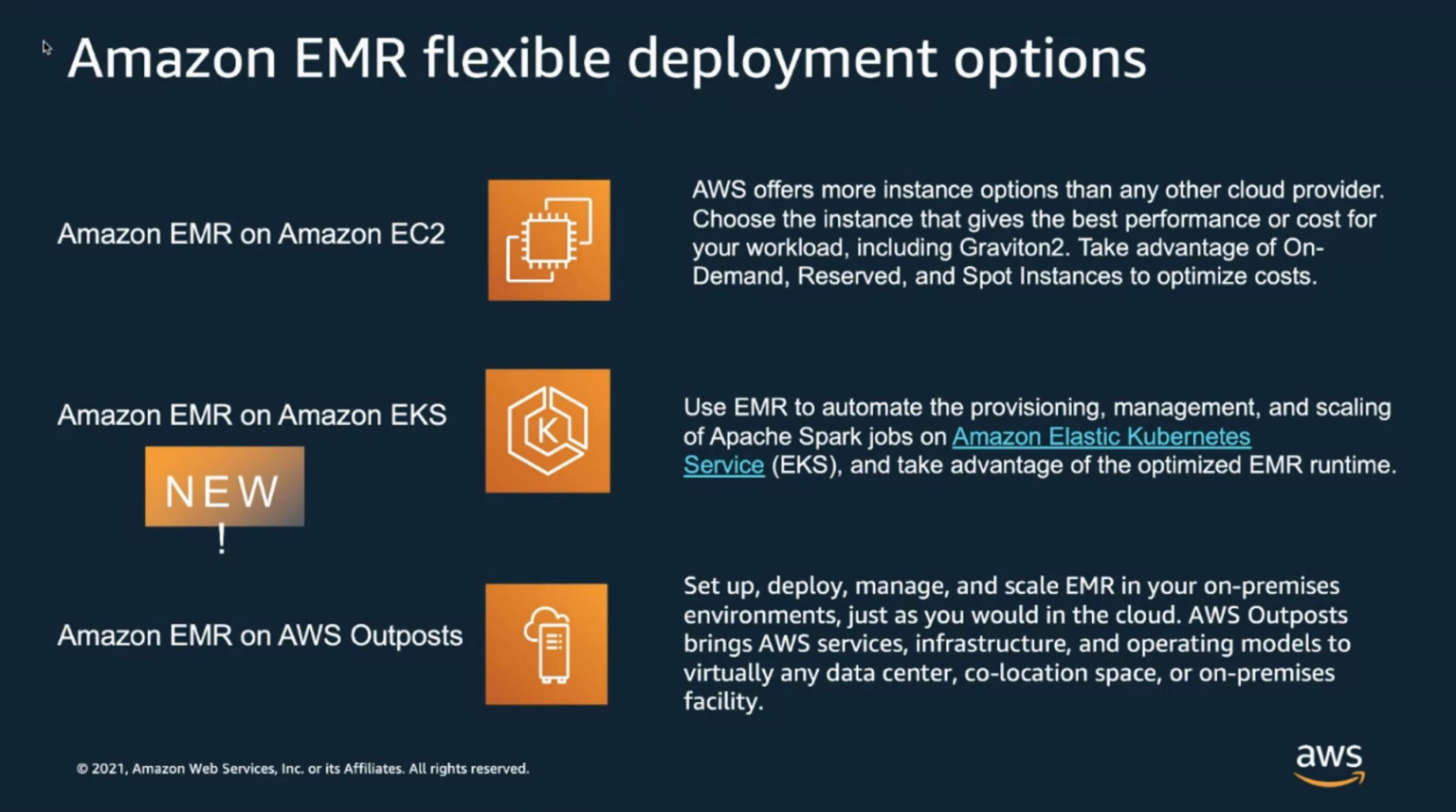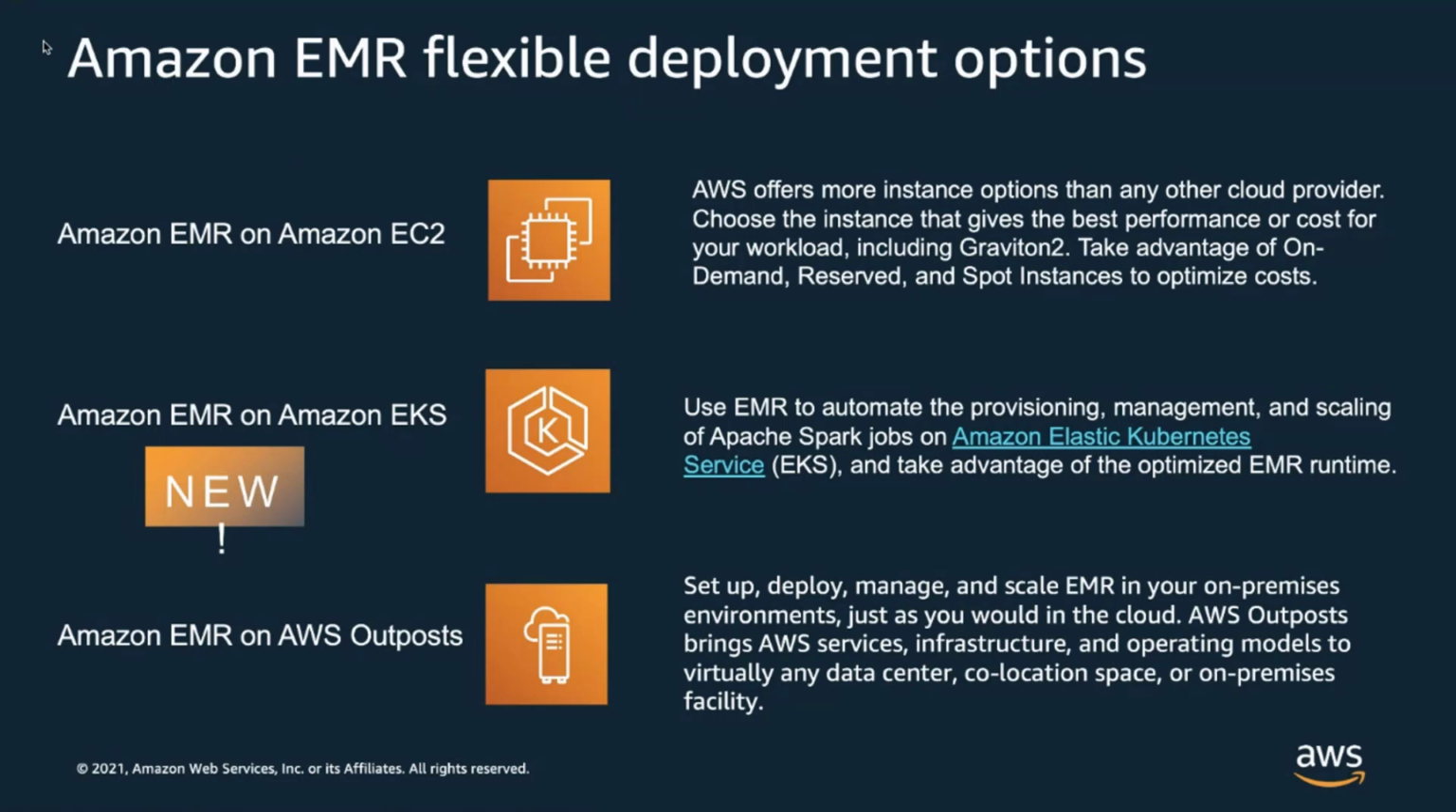And then finally, EMR has support for AWS Outposts as well. So now you can deploy, manage, and scale EMR in your on-premises environments just as you would in the cloud. And so this is a great option if you have your data center and you need to run EMR in there, or you're in the process of an on-premises to cloud migration. You can spin up EMR in there initially and start to do that migration before moving fully to the cloud. So there's a lot of deployment options now with EMR as well, which is really great.